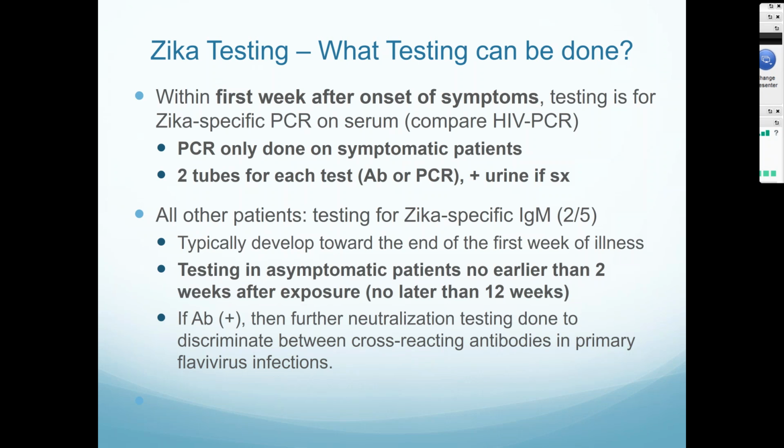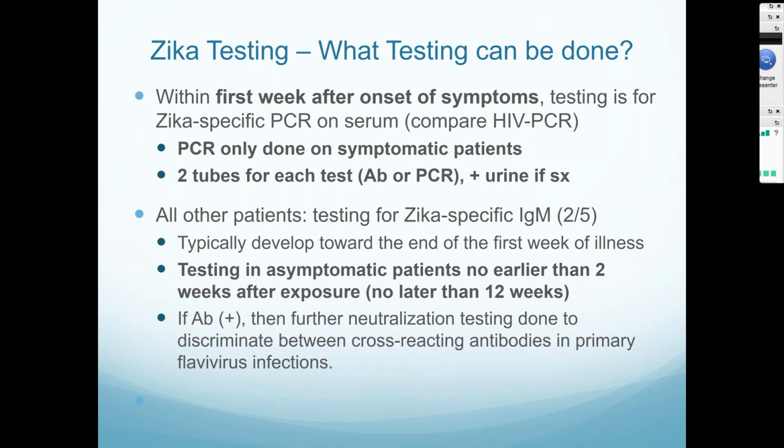Okay, PCR alone is really at this point held back for symptomatic patients, although I said to you patients want it, they typically will get it sent to the commercial laboratories. You need 2 tubes for each test, for the antibody and the PCR, and we also send urine if the patient is symptomatic. All other patients are going to get tested beyond the 2 weeks for Zika-specific IgM.